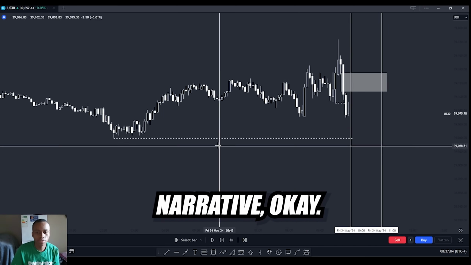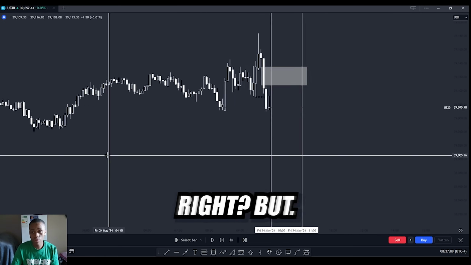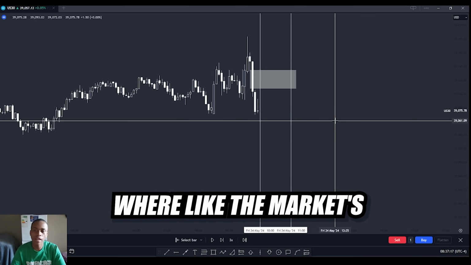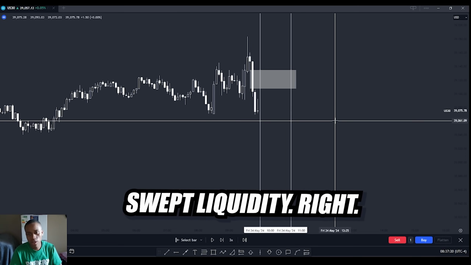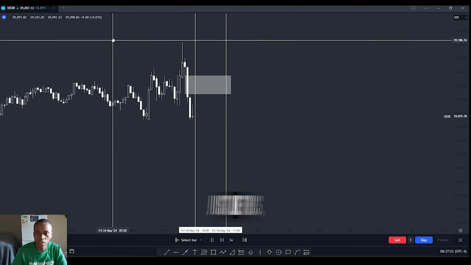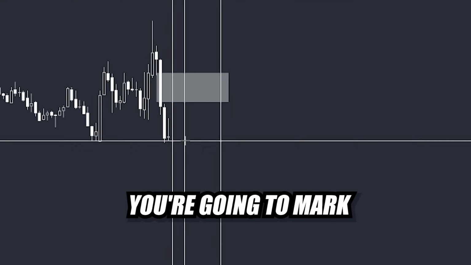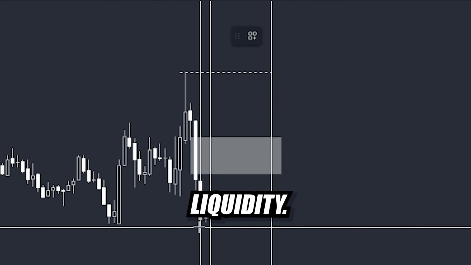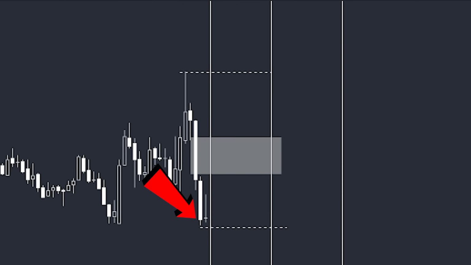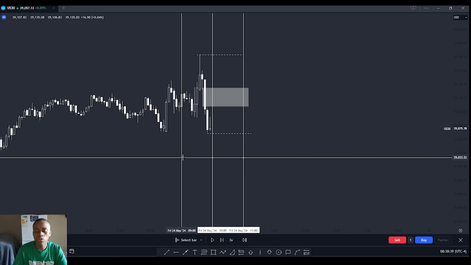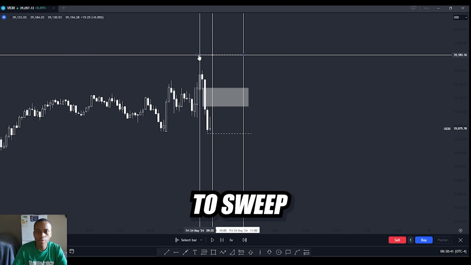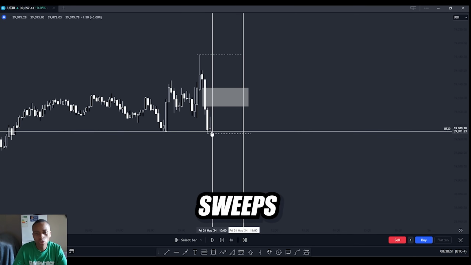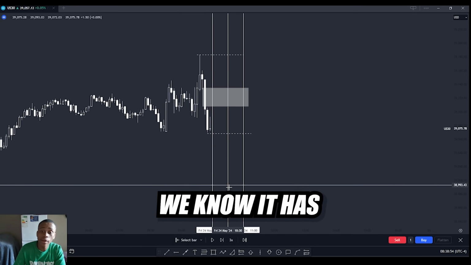But what can you expect? Now you have that narrative: the market took my take profit, right? But with the strategy itself, we have to be checking on where the market swept liquidity. So when the market is moving just like this, we're gonna mark your highest point, which is right there. That's your buy side liquidity. You're gonna mark your sell side liquidity, right? Now we are waiting for the market to sweep either the buy side or the sell side liquidity. Once the market sweeps the sell side liquidity, we know it has to buy, right?